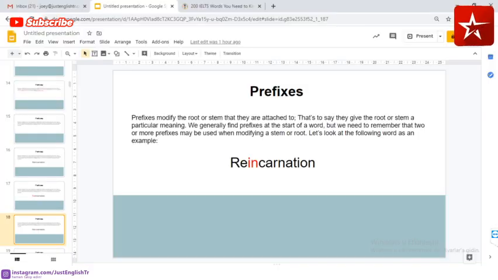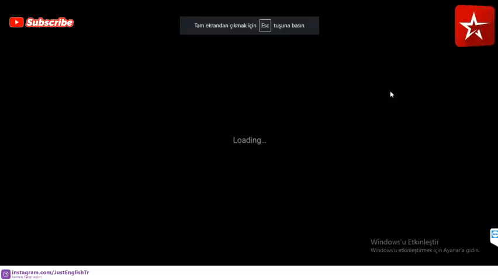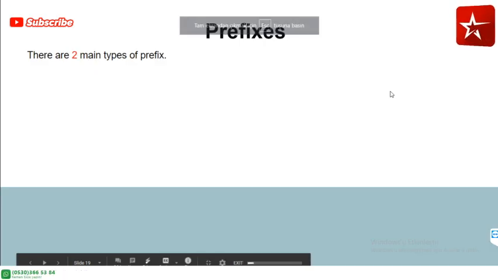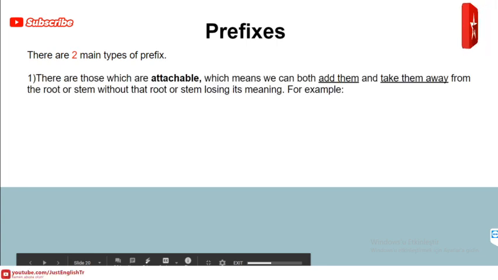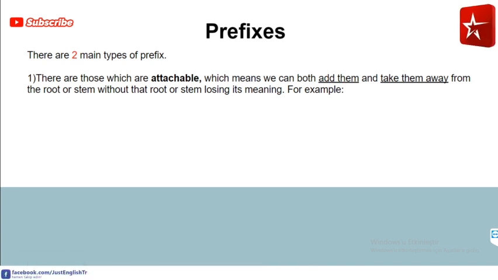Let's return back to the slides. So there we have it. Sometimes prefixes modify the meaning of a root. In this case, the root or stem here is carn, but it's possible also to have more than one prefix in any given word. So in terms of structure, there are two types of prefix. We have those which are attachable, which means we can add them and take them away from the root or stem without that root or stem losing its meaning.